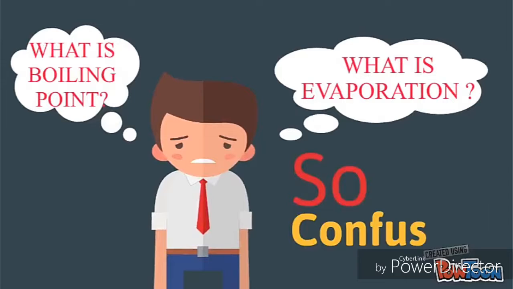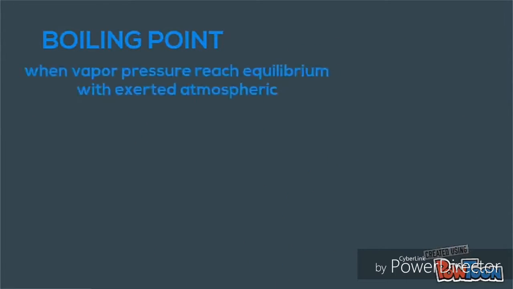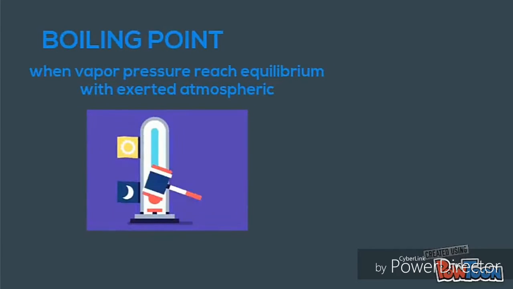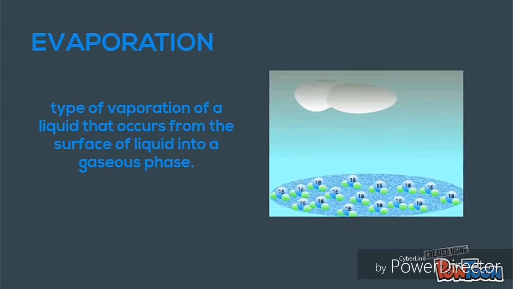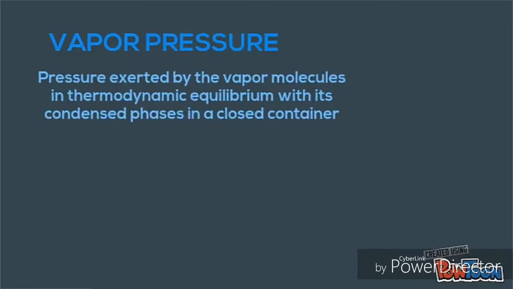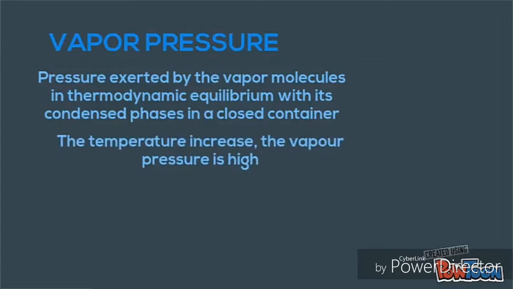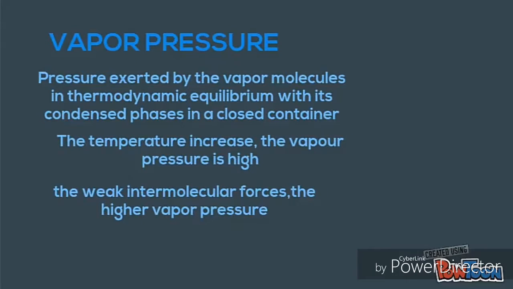What is boiling point and evaporation? The boiling point is when the vapor pressure reaches equilibrium with the atmospheric pressure. Evaporation is a type of vaporization of a liquid that occurs from the surface of the liquid into a gas. Vapor pressure is the pressure exerted by the vapor molecules in thermodynamic equilibrium with their condensed phase in a closed container.